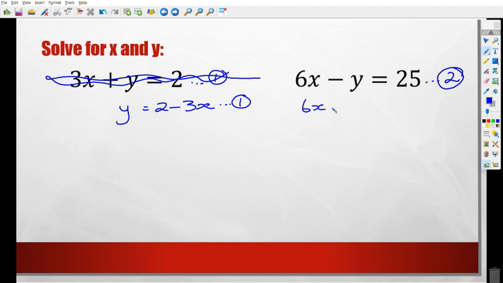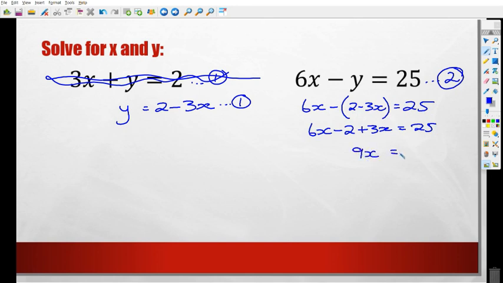So y is equal to 2 minus 3x. Please put that bracket in there, guys. Then I'm going to have minus here, so multiply that minus in: minus 2 plus 3x equals 25. I get my x's by itself: 9x is equal to 27, 25 plus the 2 is 27. I divide by 9 on both sides. x is equal to 3.